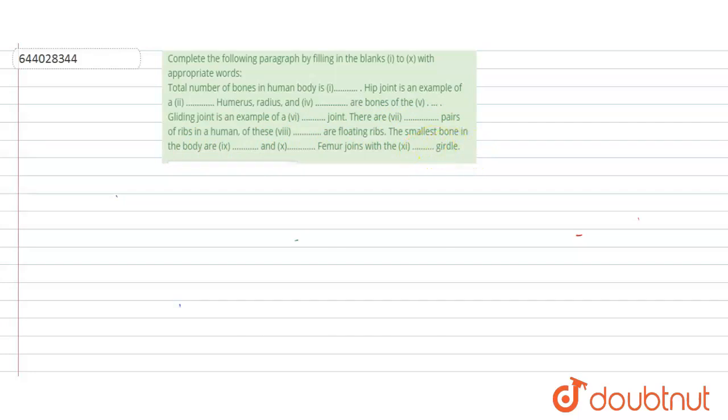So here we will start with the first, that is the total number of bones in the human. The total number of bones present in the human body is 206.